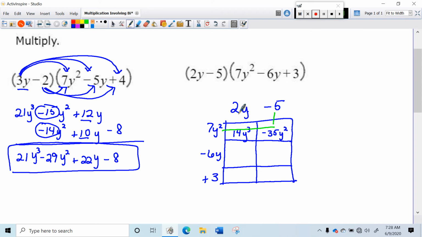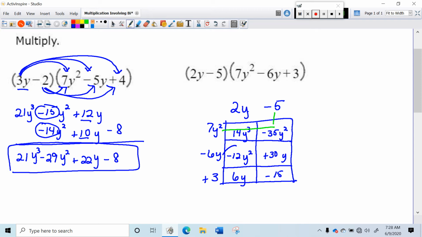So on the second row, up and over, 2 times negative 6 is negative 12. And I have 1 y here and 1 here, so that's 2 y's. And then up and over, negative 5 times negative 6 is a positive 30. And I have a y. Up and over for the next row. 2 times 3 is 6, and I have a y. Negative 5 times 3 is negative 15.